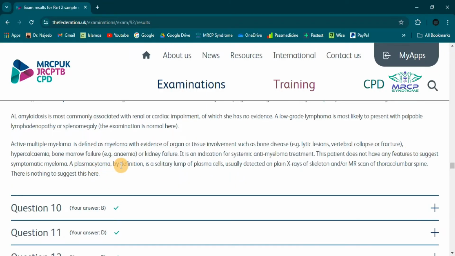A plasmacytoma by definition is a solitary lump of plasma cells, usually detected on plain X-ray of the skeleton or MR scan of the thoracolumbar spine. There is nothing to suggest this here.